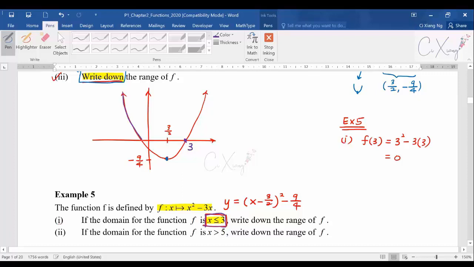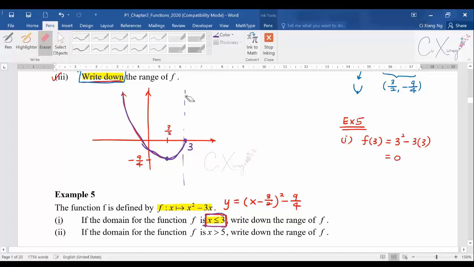So if you have x smaller than or equal to 3, what kind of graph should you draw? Okay, you should only consider the purple color graph. That means this is the only graph that you should consider because this is the domain for x smaller than or equal to 3. Understand what I say or not? Smaller than or equal to 3 means on the left-hand side of the 3, right? So the right-hand side graph, you should ignore it.